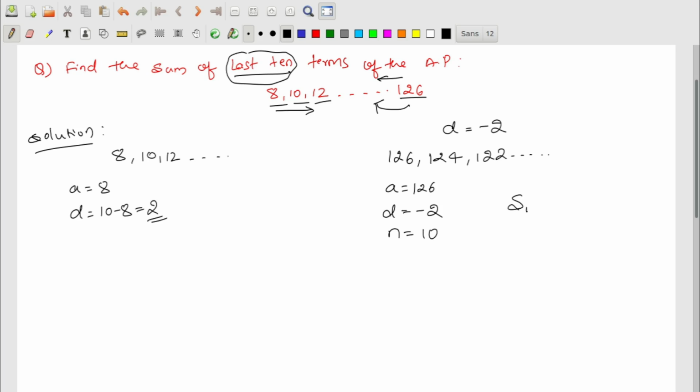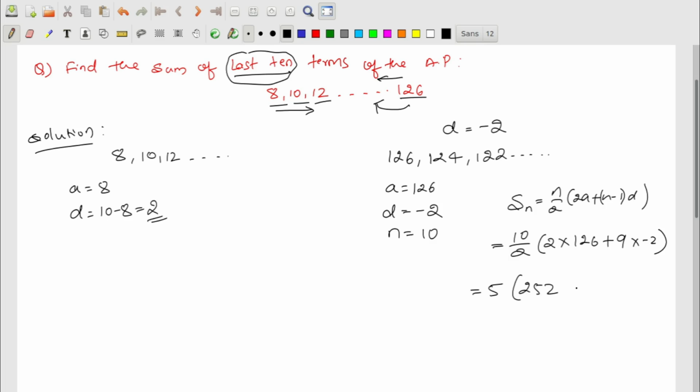Now we know Sn is equal to n by 2, 2a plus n minus 1 into d. Now substitute the values here. So n is 10, so 10 by 2, 2 into a, the first term here 126, plus n minus 1, that is 10 minus 1, 9 into the common difference. So here you will get 5 into 126 into 2, and then minus 18. So 5 into 252 minus 18, that is 234, right?